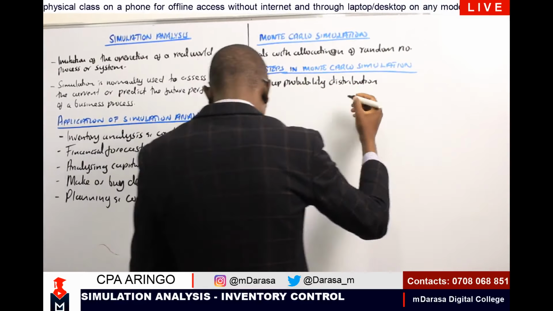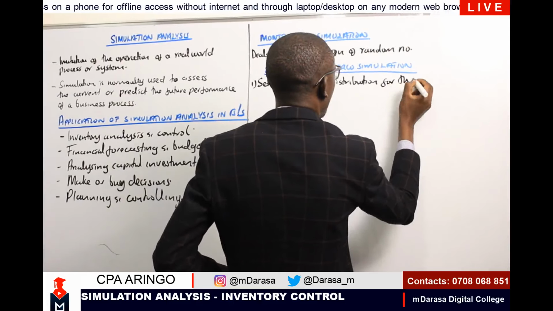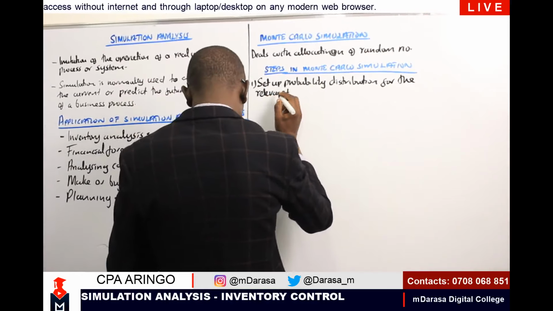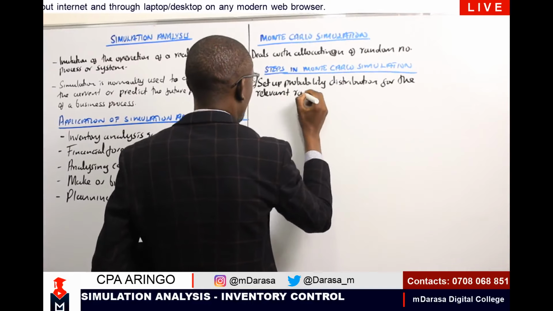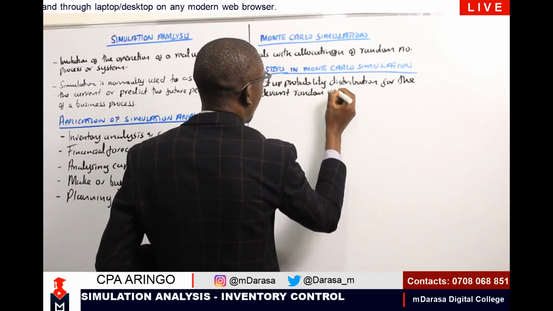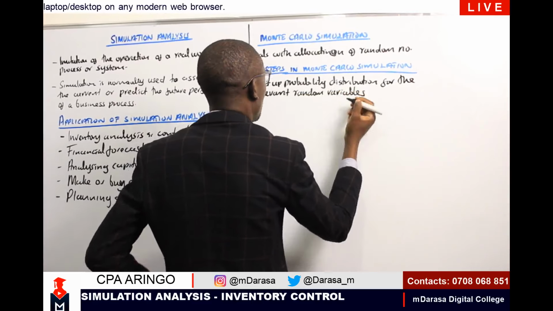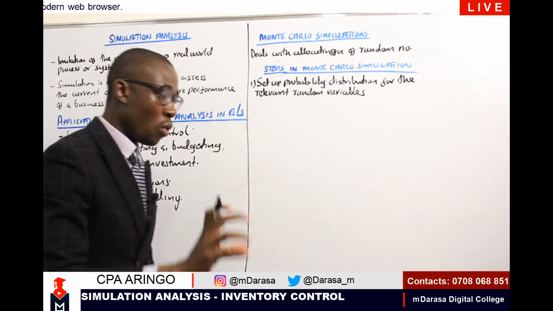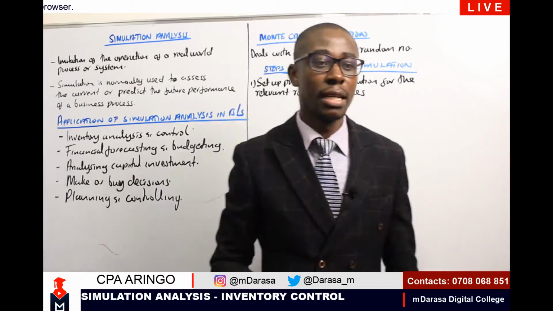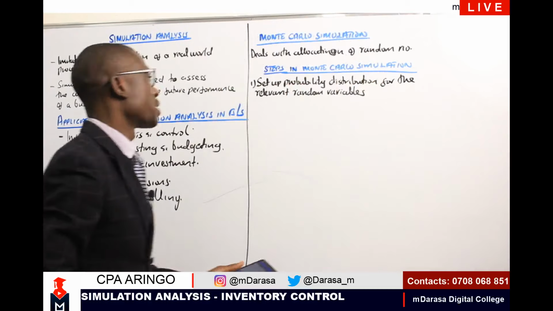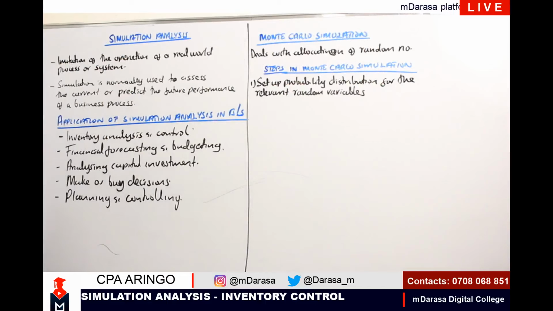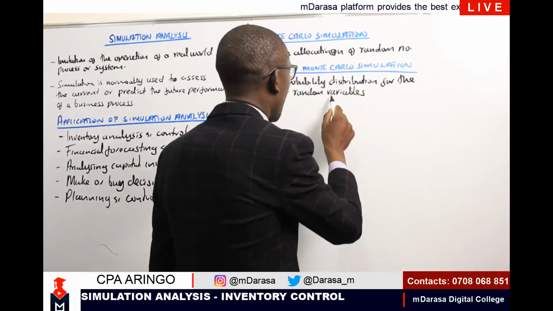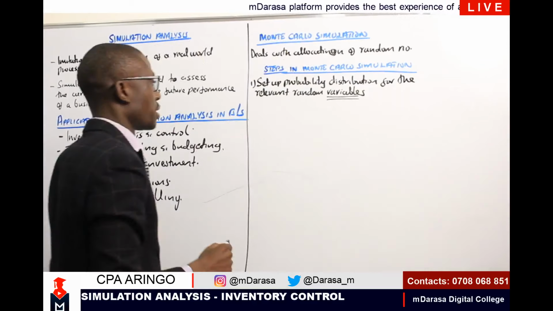We have to set up probability distribution for the relevant random variables. So we are saying that always when I'm talking of Monte Carlo simulation, step number one that you must always consider is to do what? Is to set up probability distribution for the relevant random variables. I should have the concept of the variables that we'll be having.